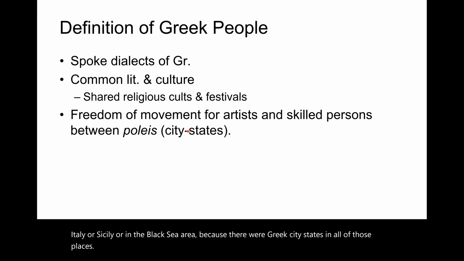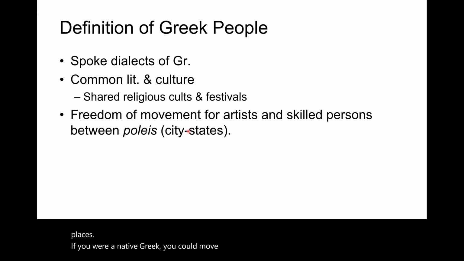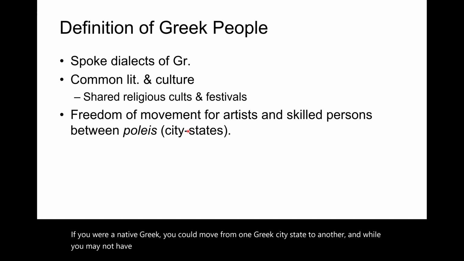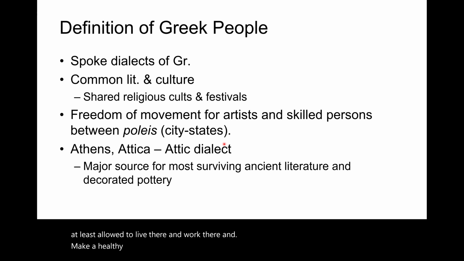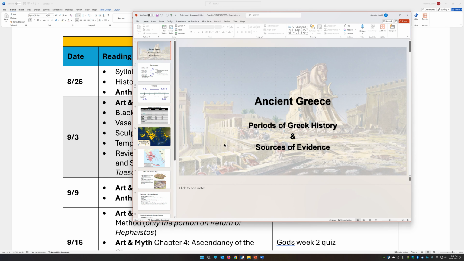If you were a native Greek, you could move from one Greek city-state to another, and while you may not have been a citizen in those poleis, that's the plural of polis, you were at least allowed to live there and work there and make a healthy living. Okay, I hope that brief introduction to the history and timeline helped you orient yourself to the Greek world.